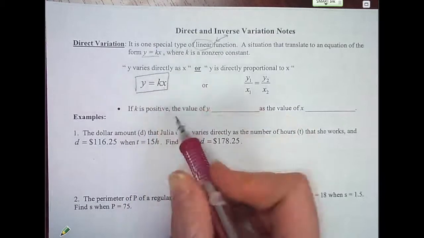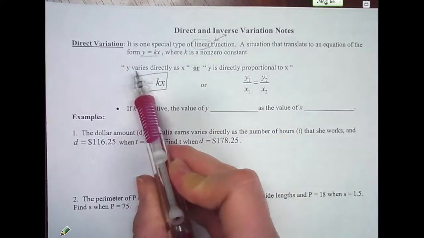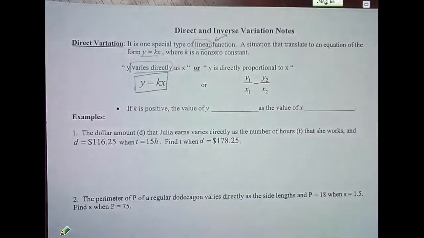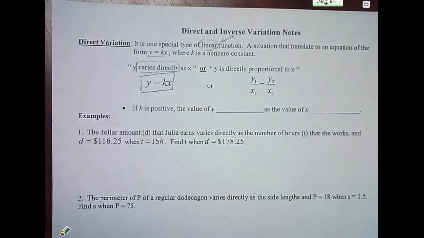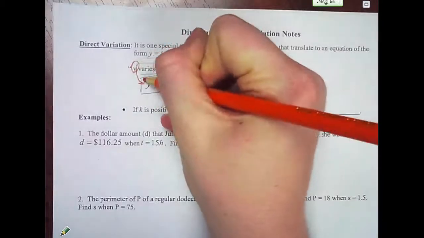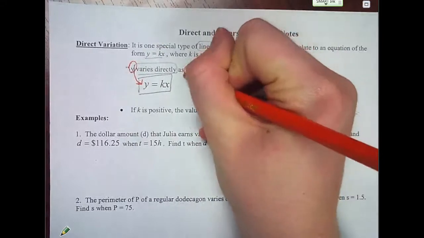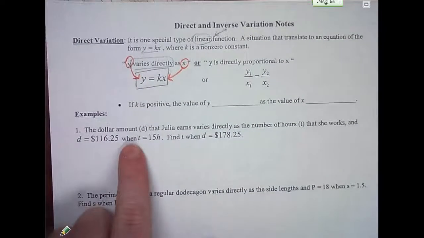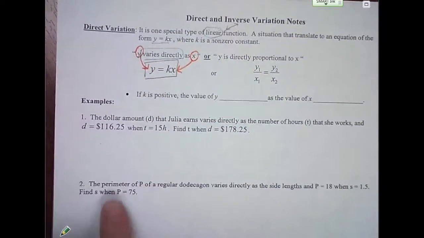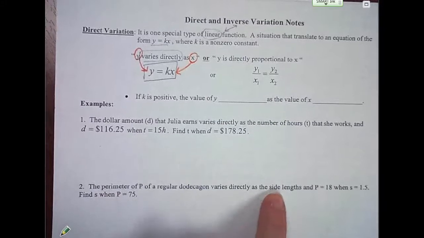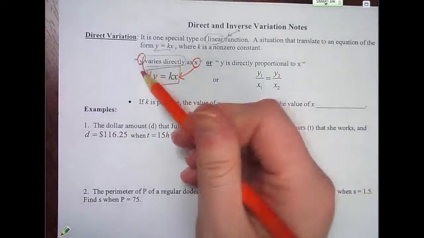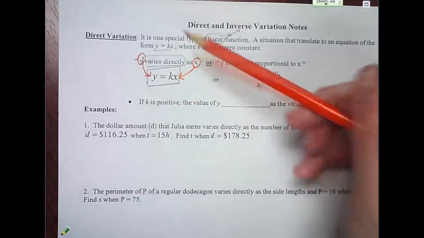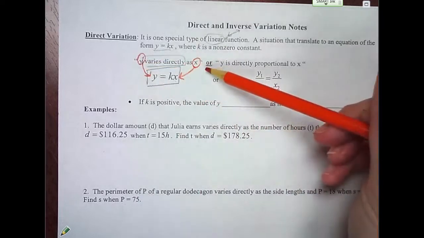y equals kx. And when we read something, it's going to say y varies directly as x, so that's your key. Now these letters go together in the correct order. When you see this y, that's what comes first, and when you see this x, that's going to come second with the k. You won't always see y and x. On your examples you'll see things like dollar amount and time, or perimeter and side lengths. But whatever goes first, like dollar amount varies directly as the number of hours, then you know which one represents y and which one represents x.